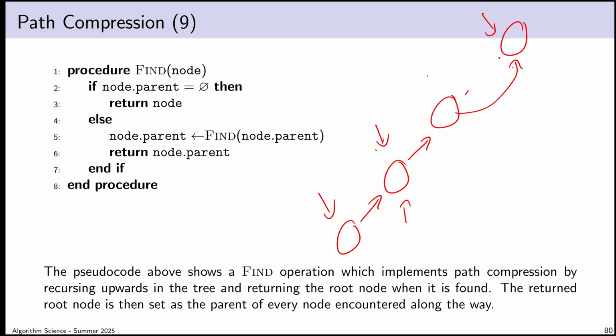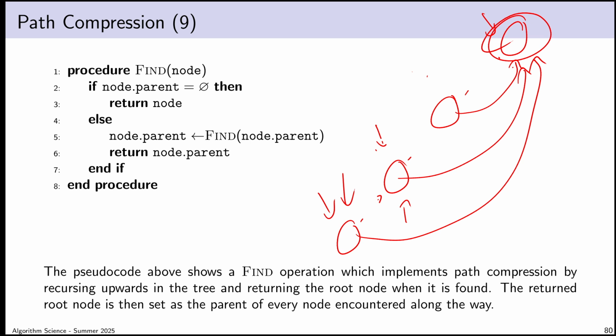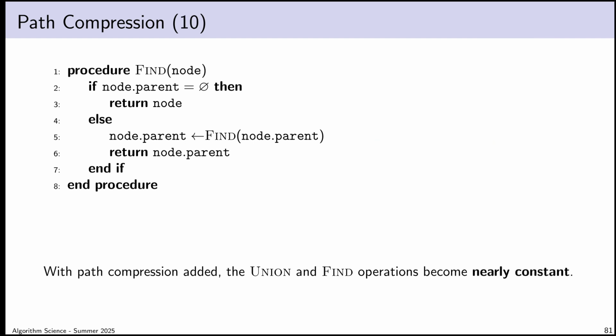I go down here and I return the root to this level of recursion, and I set its parent to be the root. I then return the root to this level of recursion and set its parent to be the root. And notice that that was a big mess, but once I was done, all of the nodes I saw are now direct children of the root, and the next find operation I do will be constant.